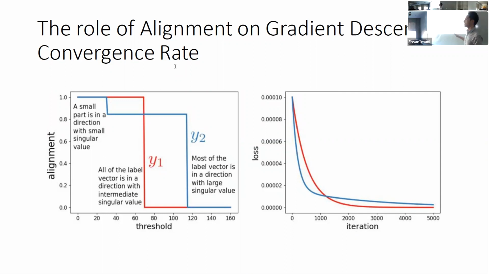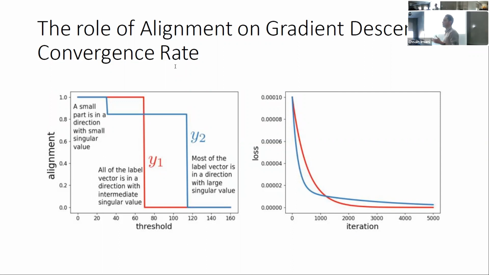The red curve is fully, the label vector for this red alignment curve is fully in the direction with some intermediate singular value. So it's going to have some intermediate convergence rate throughout the optimization. And here, that full picture of the alignment curve through these different thresholds can describe the behavior of the optimization of this simple model through the training.